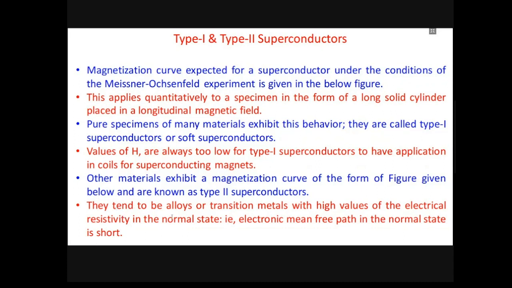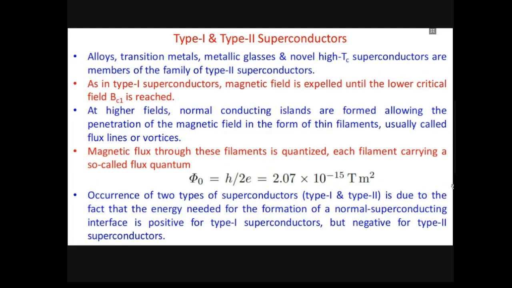They tend to be alloys or transition metals with high values of electrical resistivity in the normal state. That is, the electronic mean free path in the normal state is short. So alloys, transition metals, metallic glasses, and novel HTCs are the families of type 2 superconductors. As I already told you, type 2 superconductors are mostly alloys, transition metals, metallic glasses, and novel HTC superconductors.